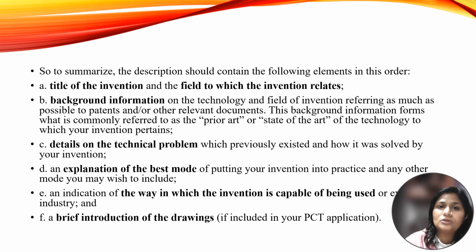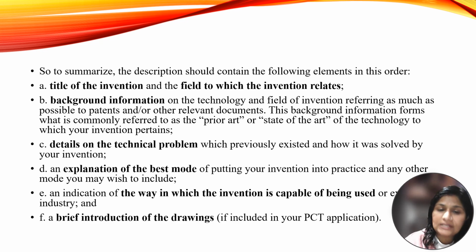So the description should contain the following elements in this order. First is the title of the invention and the field to which the invention relates. Second is background information on the technology and field of invention, referring as much as possible to patents and or other relevant documents. This background information forms what is commonly referred to as the prior art or state of the art of the technology to which your invention pertains.